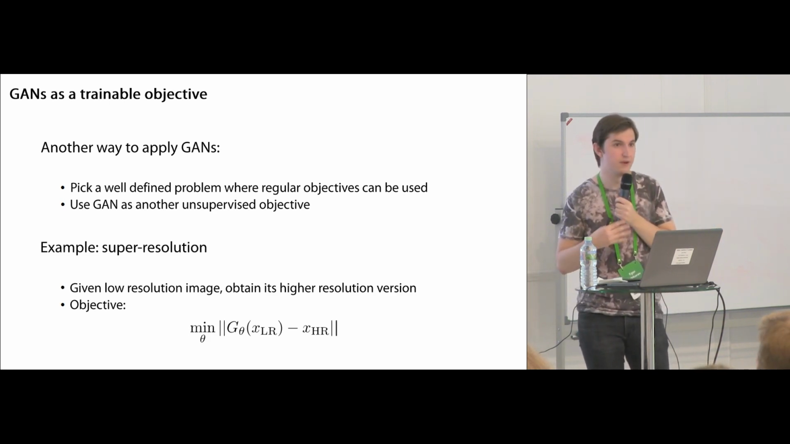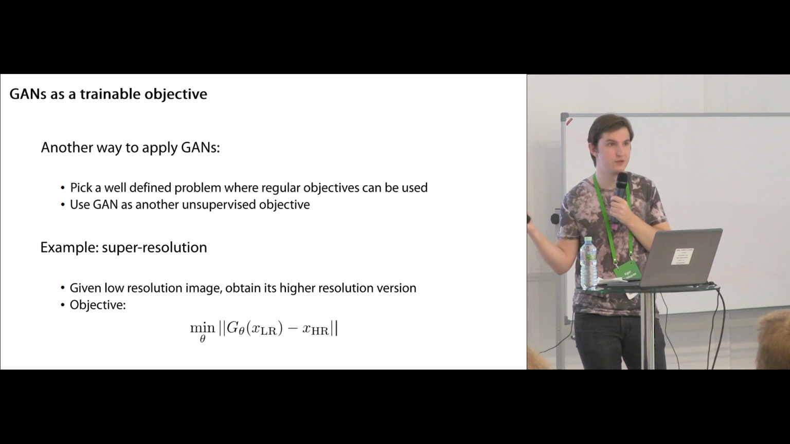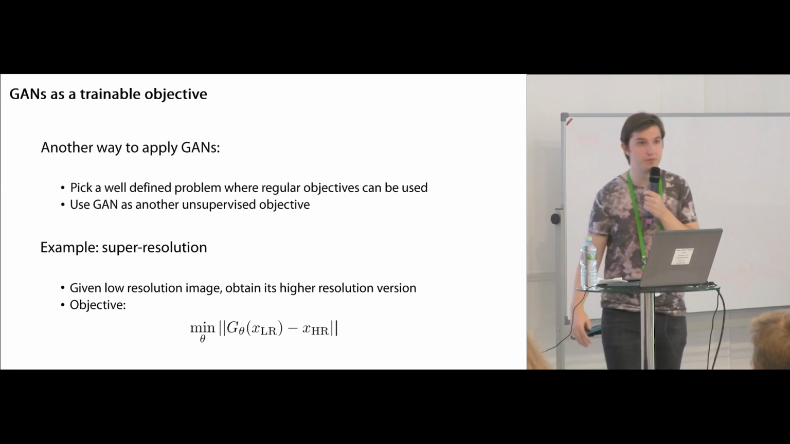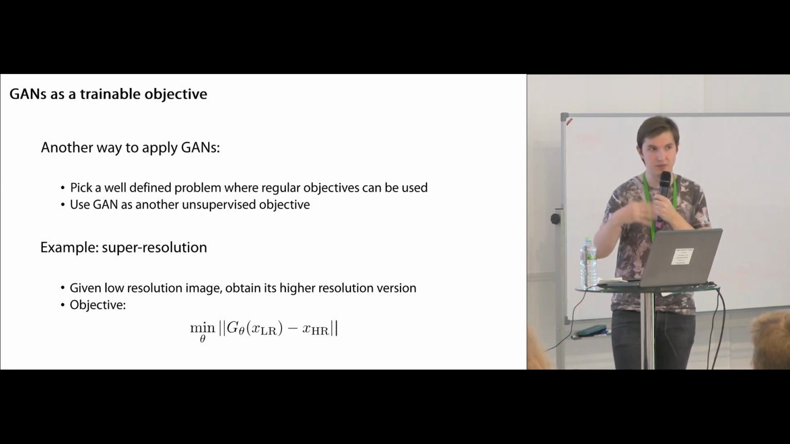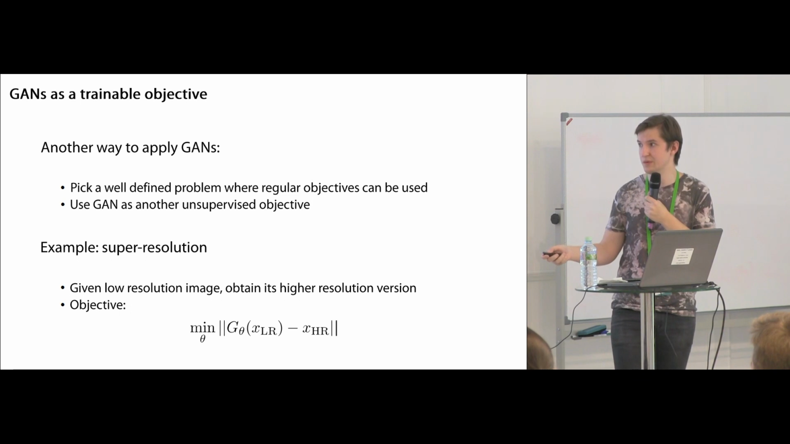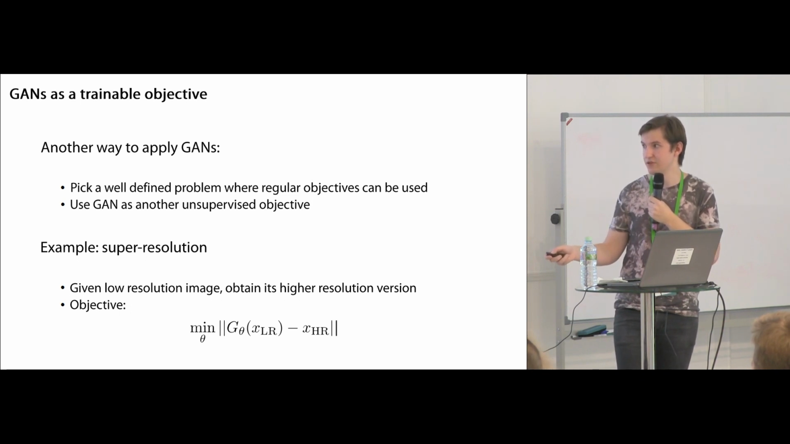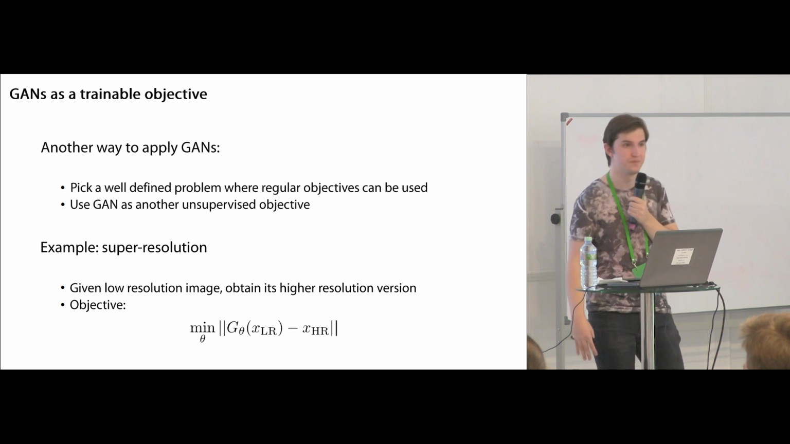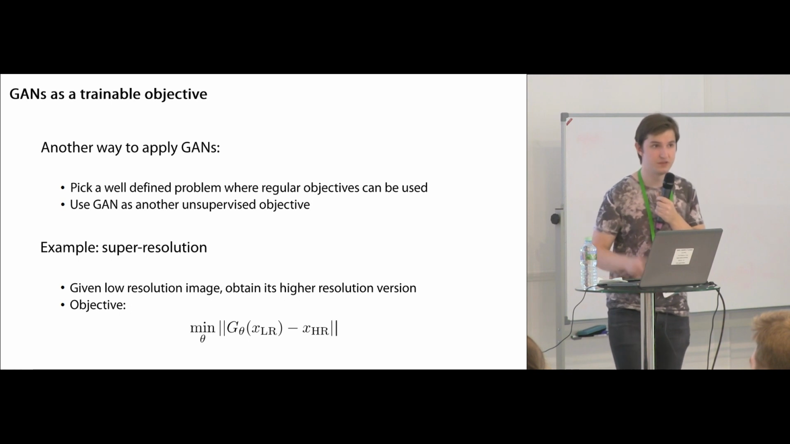A good example of where this approach works well, though there are many more, is super resolution. The problem is the following. We are given a low resolution image and we want to obtain a high resolution version. The objective is quite trivial. We use our generator to map from low resolution to high resolution. We usually have ground truth in that kind of problem. And we just minimize any norm between these two images with respect to parameters. So this is a well-defined problem, and we can find an optimum with respect to that.